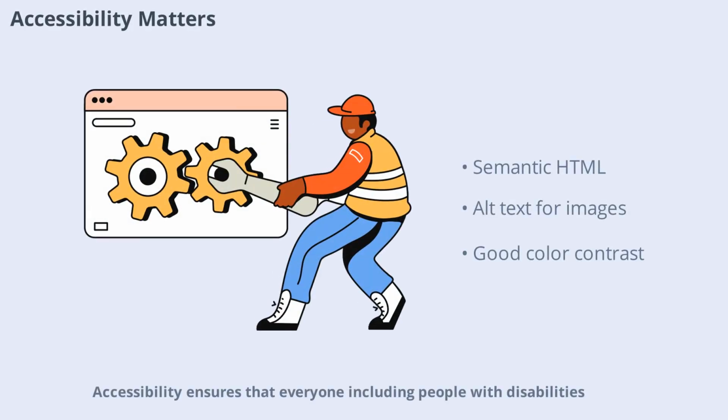Accessibility ensures that everyone, including people with disabilities, can use your website. Use semantic HTML, provide alt text for images, and ensure good color contrast. Making your site accessible is not just good practice, it's the right thing to do.